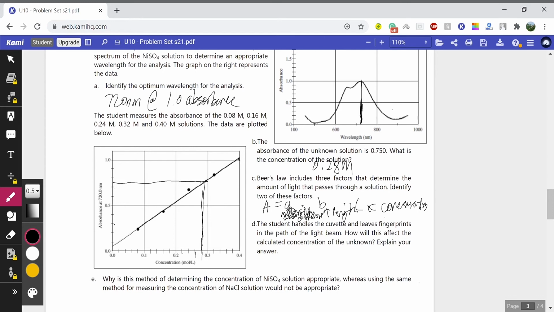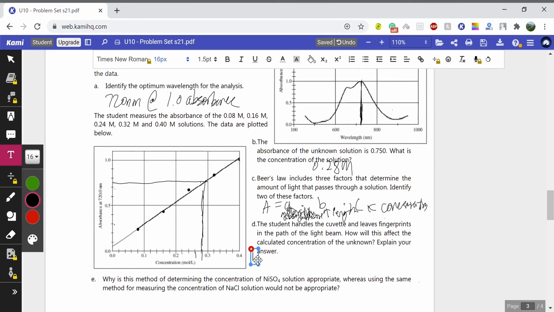A student handles the cuvette and leaves a fingerprint on the path of the light beam. How will this affect our calculation? It will increase the concentration, because the fingerprint will absorb light.